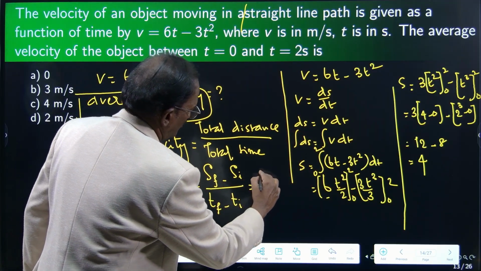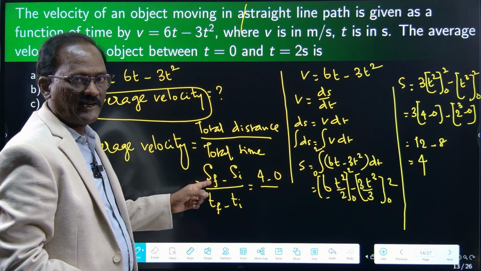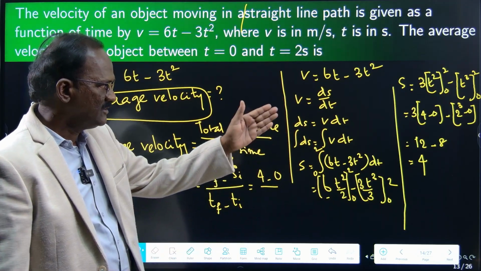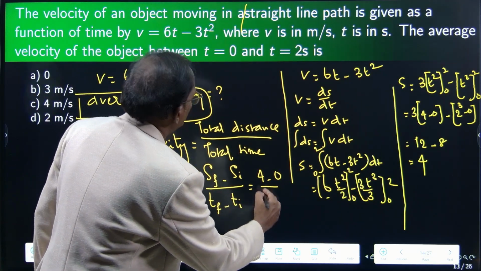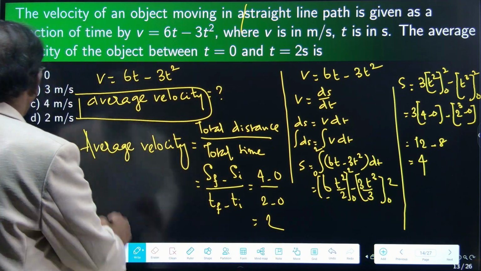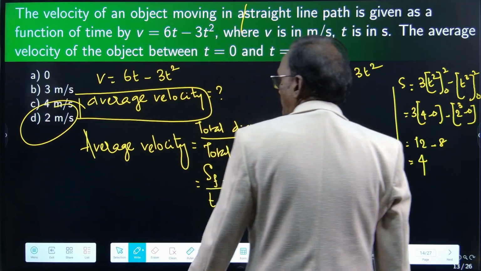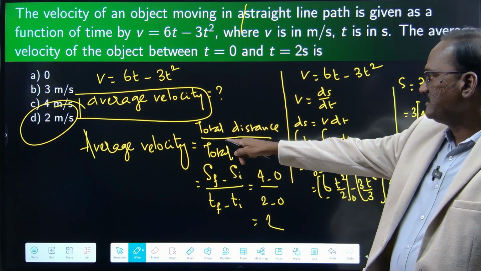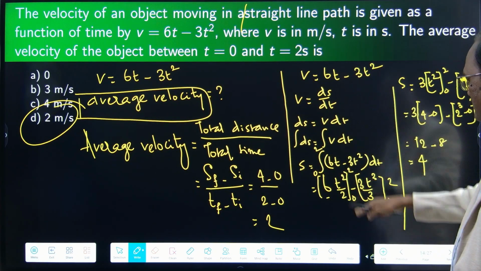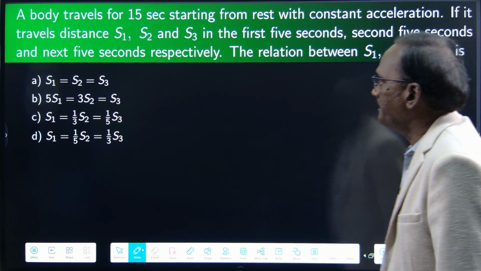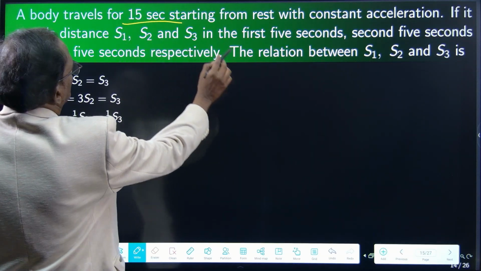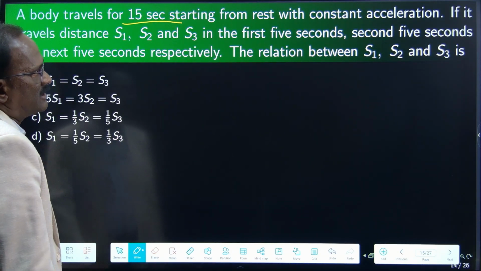So here, 4 minus 0: final distance 4, initial 0. So s_f minus s_i is 4, which we found using the limits. t_f minus t_i is 2 minus 0, 2 seconds. So 4 divided by 2 is equal to 2. The answer is option D. So please remember, for average velocity you have to write the fundamental equation and find the distance using these expressions, right?